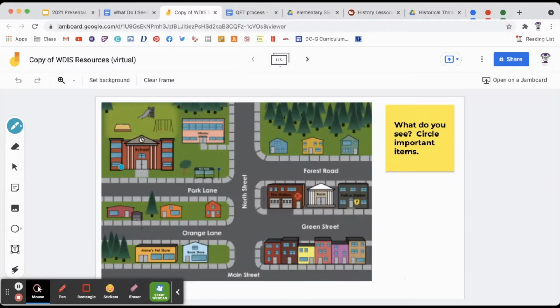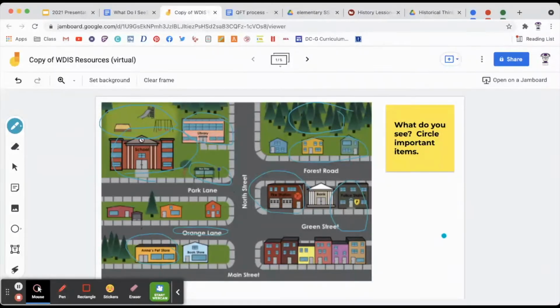And one of the first things they would probably point out is maybe the school building here or the park. Maybe they'd notice the library or the bus stop. They might point out the names of streets. They might point out that there's trees and maybe houses. They might point out the pet store. And basically anything that the students point out, you would circle. So maybe they say fire station or police station. Okay, so what we can see is there's a lot of information that we can get from this particular page.